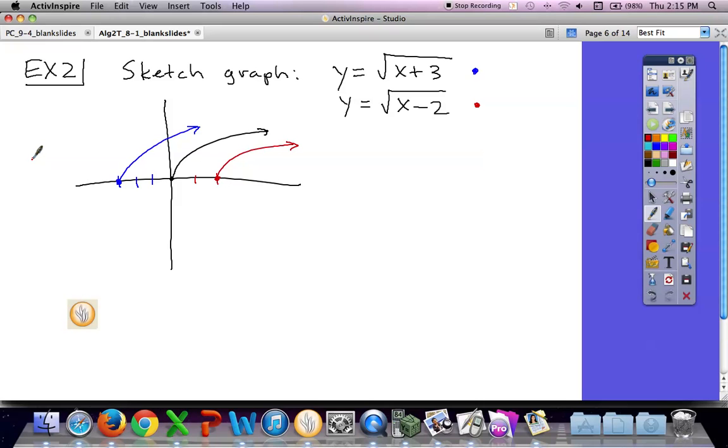Right? And you could have some combination of up, down, left, and right, or a flip. They all work the same way. The only new thing that goes on here is just what does the parent function look like? And we should know what the square root looks like.